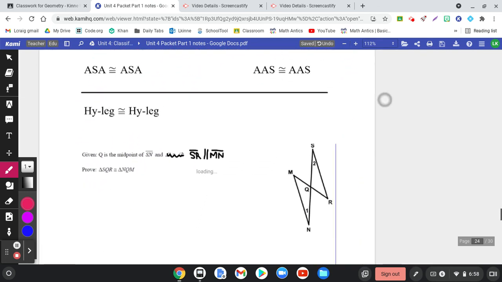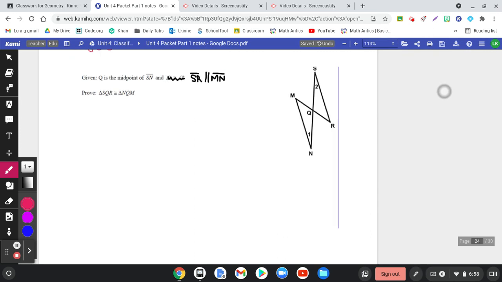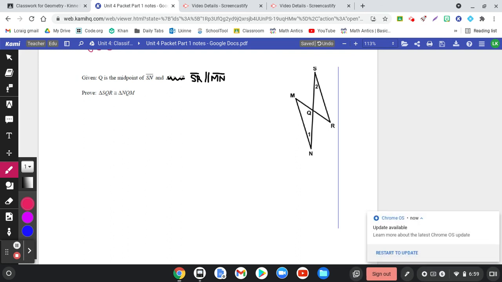Okay, let's look at one last proof. Maybe, you know what? I'm going to end. My Chromebook's not working out. So if you want, you can get this proof set up. But we're going to go over this one. I'm going to put up another video.